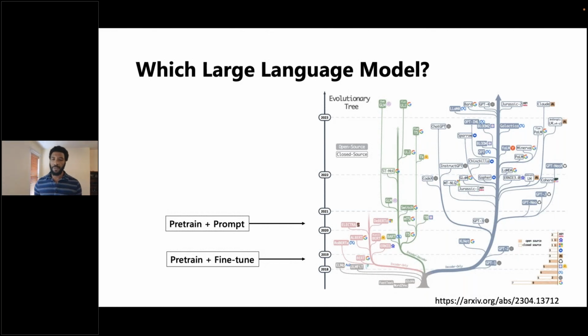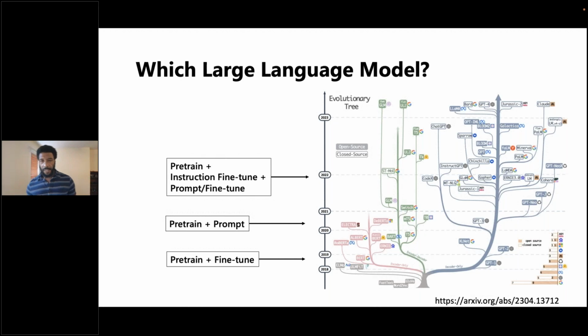And it turns out that if we scale these models enough, both in terms of size of the model and size of the data, we can then do in-context learning, where we simply prompt the model to solve different NLP tasks without needing to adapt the models directly to the data distribution that we care about.